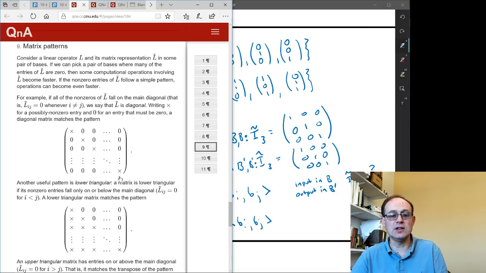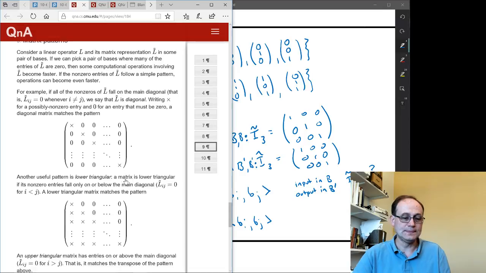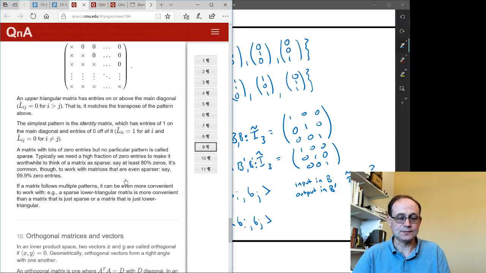So if we want to, for example, multiply by a general matrix, we have to touch every entry in the matrix. But if we want to multiply by a diagonal matrix, we only have to touch the entries on the main diagonal. In Rn, there are going to be n squared entries in the matrix, but there's only n entries on the diagonal, so it's going to be much faster to work with. All right.